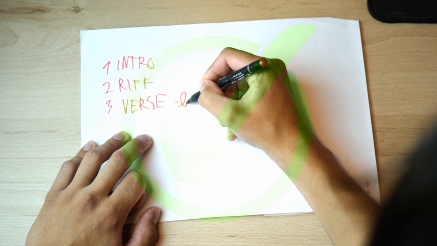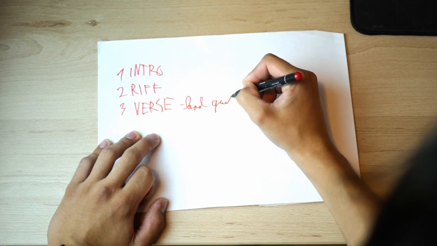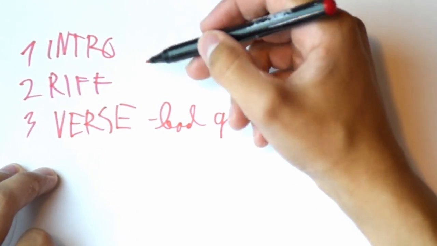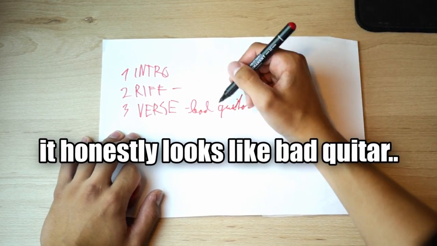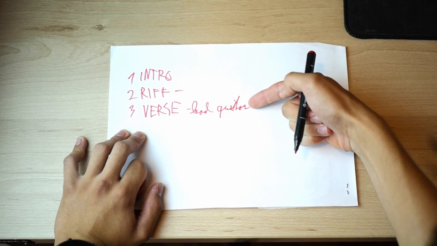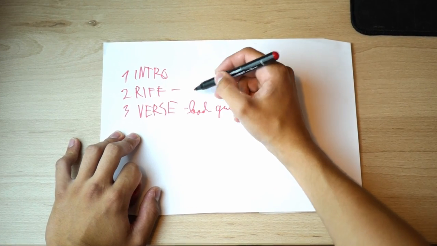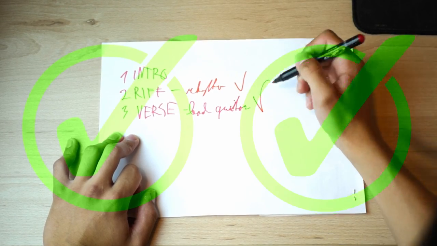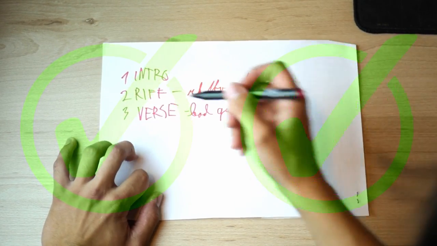It's a lead guitar. Oh my god, that looks terrible. If anyone can read this, I don't know, I will write a riff for you. So, the riff is rhythm, and those two parts are actually done.